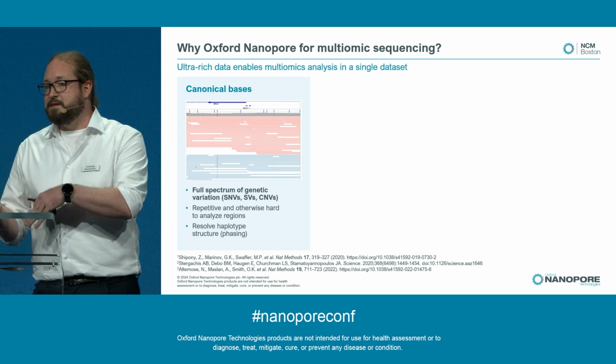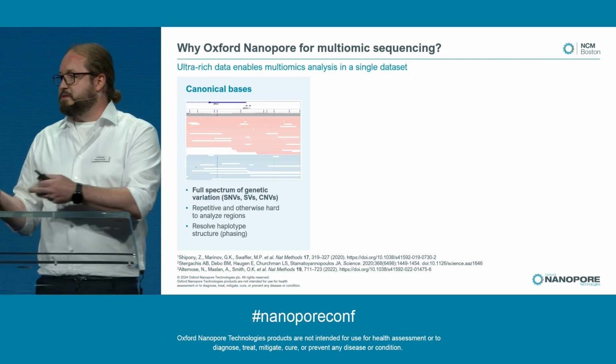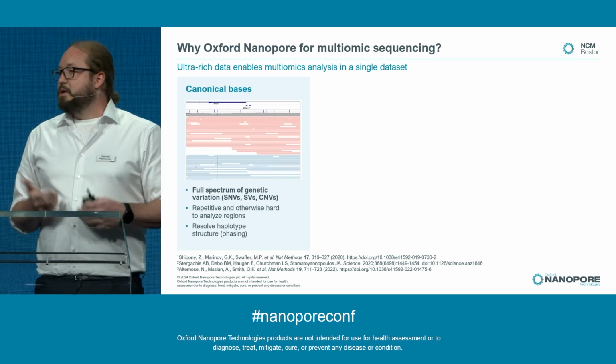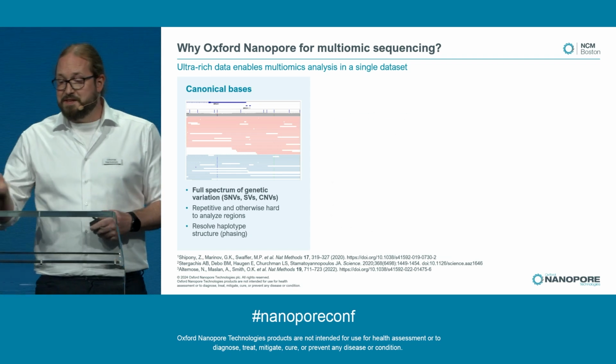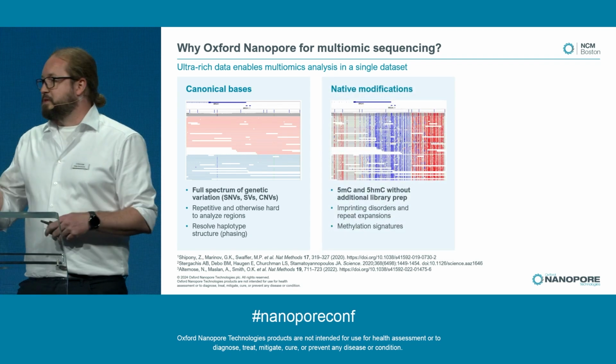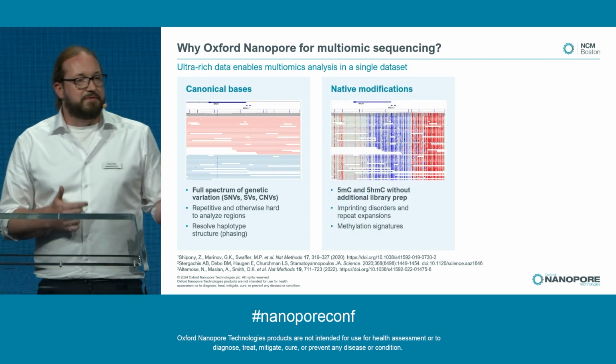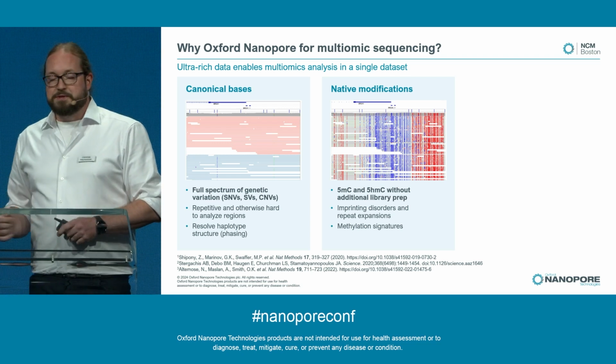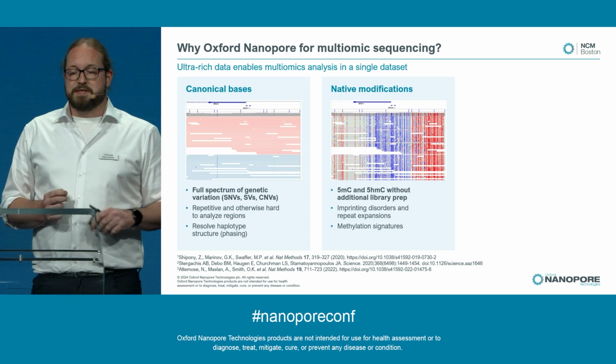Not only can you call them, you can also phase those variants, meaning you can figure out which of these variants occur on the same copy of a chromosome. In addition, as everybody knows, you can read out native modifications like 5mC and 5hmC. They're important for various things like imprinting disorders, repeat expansions or methylation signatures.